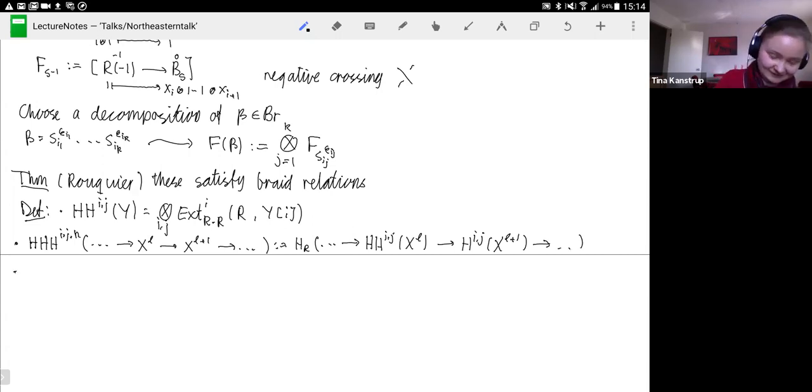And then a final definition of my triply graded homology of a braid is taking x, well, this is the ith derived functor of x. So you just take Hom and take the derived functor of this, and this is the ith term of this.